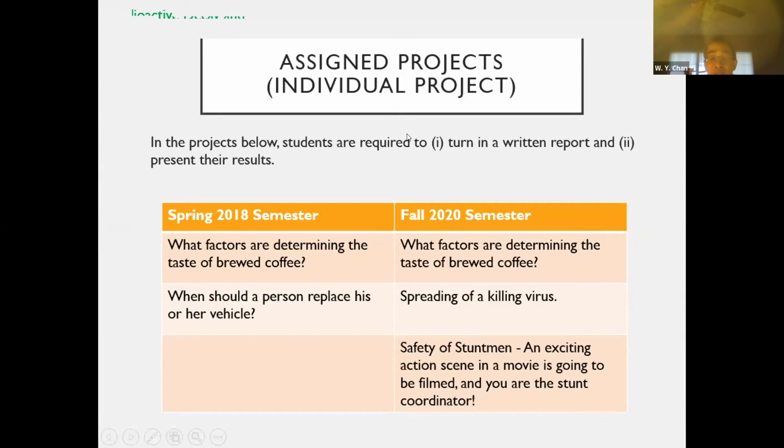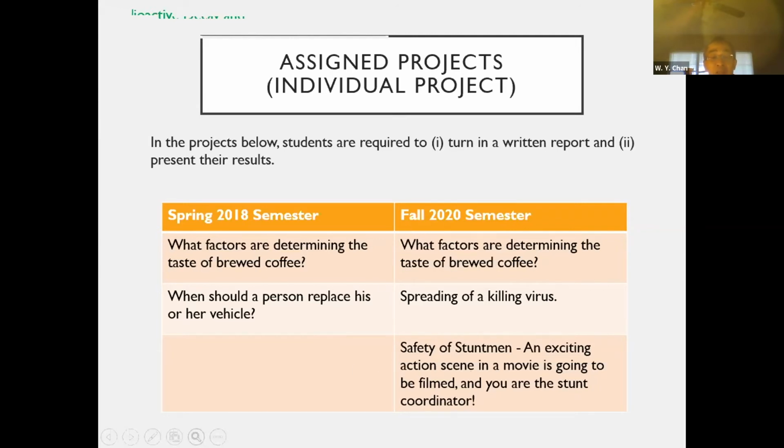And in my projects, I assign individual projects, and I also assign a team project. For the individual project, they have their own flexibility. They can have their own creative ideas, but there is a pattern I would like them to follow. They need to write down their assumptions, and then their mathematical formula will be based on the assumptions they list out. This is the individual project I put down in 2018 and then in 2020.